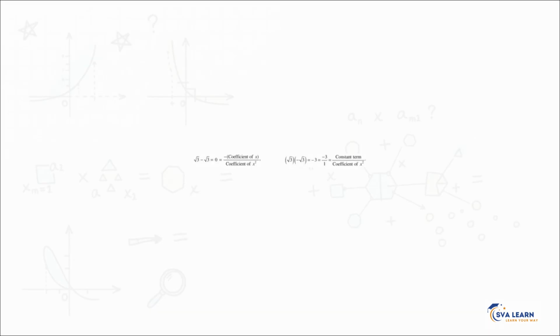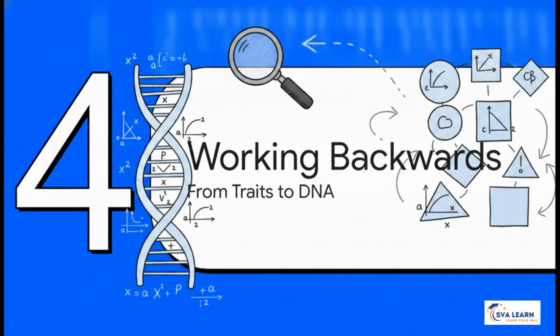So let's run the DNA test on this one. The sum of positive root 3 and negative root 3 completely cancels out. It is exactly 0. And if you look at our original equation, our b coefficient for the middle term was 0. The DNA matches. The product gives us -3, which matches our c term perfectly. This just proves that this beautiful pattern is completely unbreakable, even when terms are missing. Moving on to section 4, working backwards, from traits to DNA.